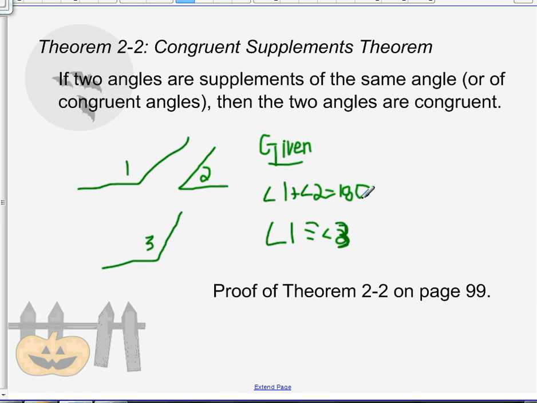Okay, so if angle 1 and angle 3 are congruent to each other, then I can say that angle 2 and angle 3 are also supplementary. Okay, if you want further explanation on this particular theorem, the proof of that is on page 99, and you'll see what I mean by proof when we get to that point.